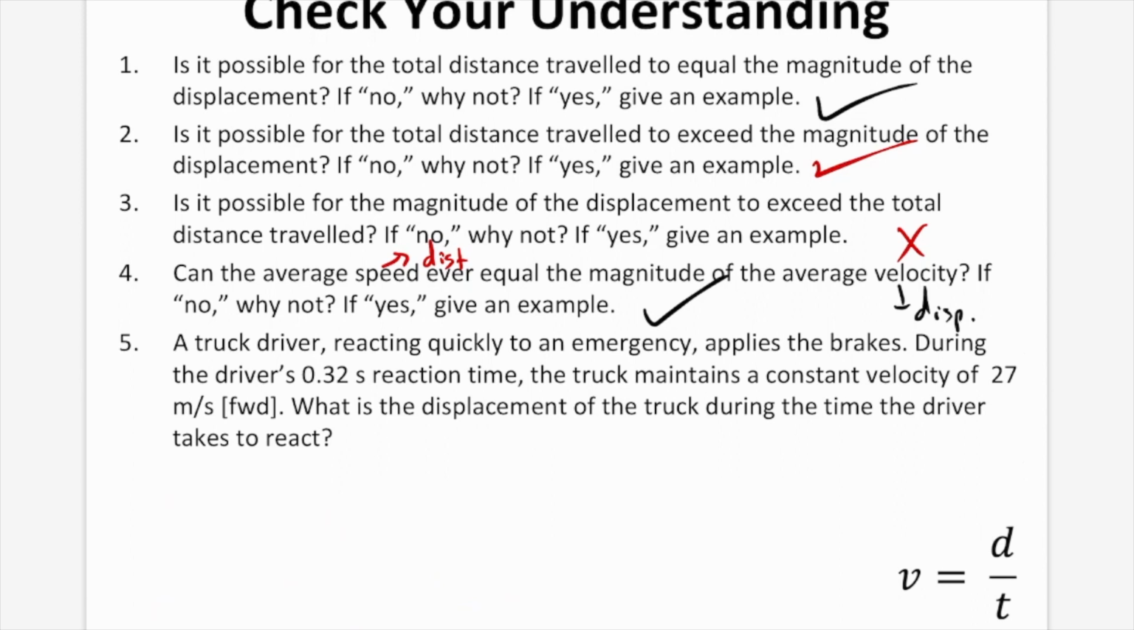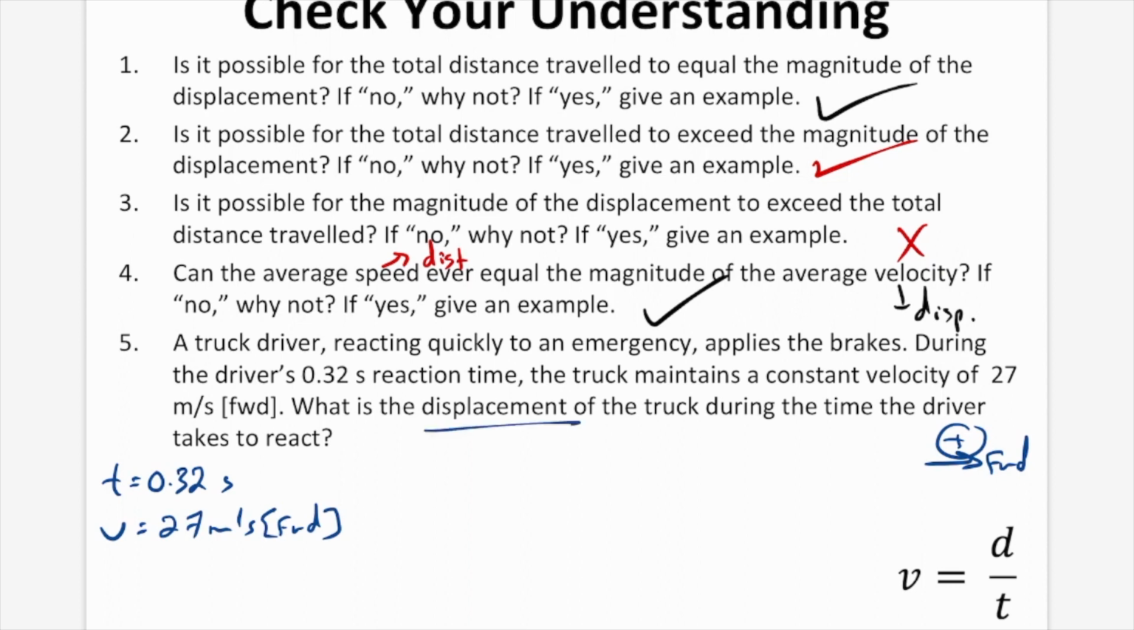Number 5. A truck driver reacting quickly to an emergency applies the brakes. During the driver's 0.32 second reaction time, the truck maintains a constant velocity of 27 meters per second forward. What is the displacement of the truck during the time the driver takes to react? Let's just say that forward is positive. What else do we know? We know that the time is 0.32 seconds, and we know that the velocity is 27 meters per second forward. We're asked, what is the displacement of the truck during the driver's time to react? Displacement is going to equal velocity times time.